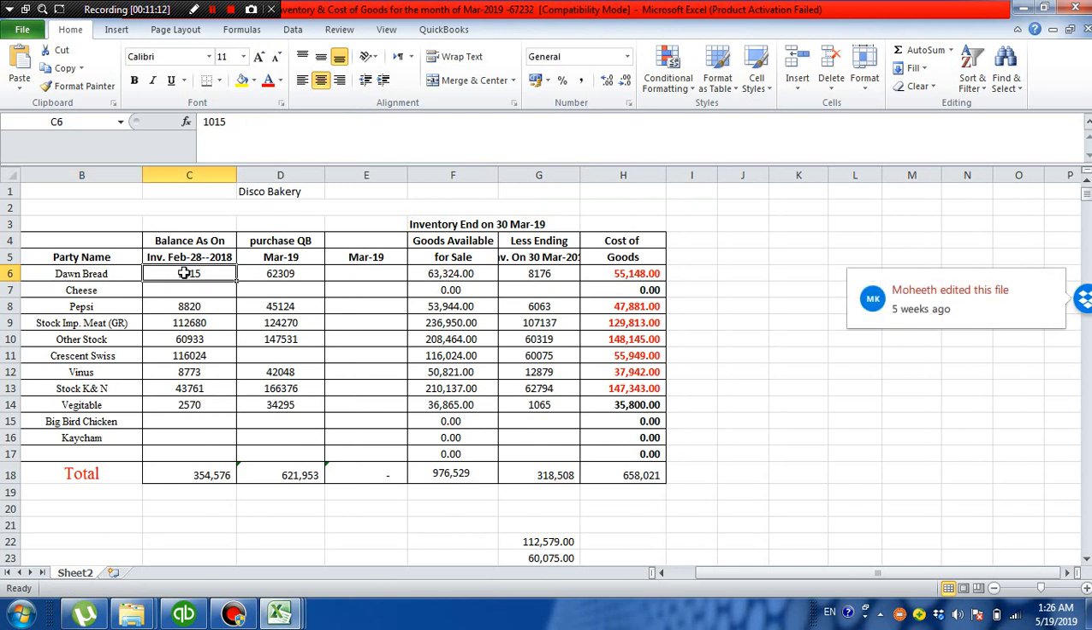Look at this, here is the bread. The opening balance on Feb was 1015, 62,309 purchased, goods available for sale 6324 during the month, and we got an ending inventory of 8,176, and the cost of goods of the bread item is 55,148. So I hope you guys got this cost of goods method. This is a particular method that I have used for a Subway restaurant accounting.